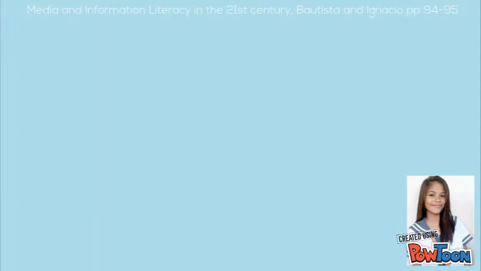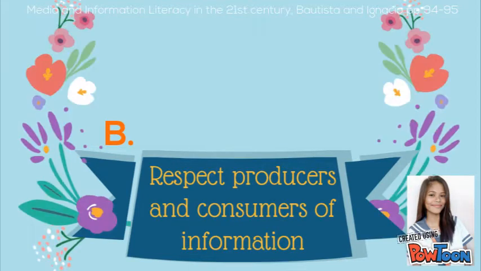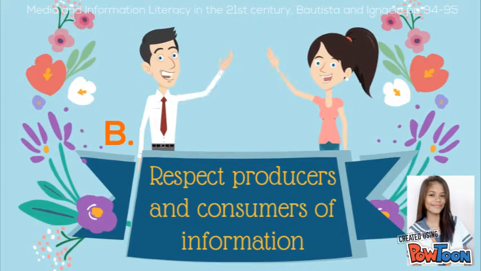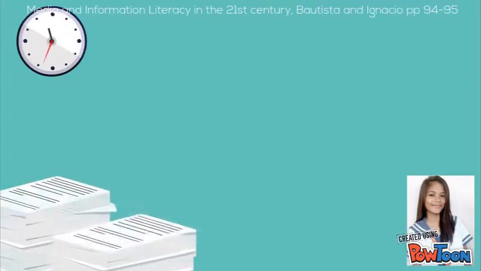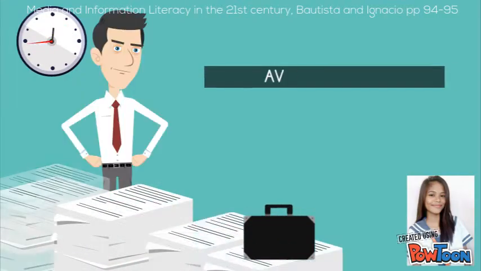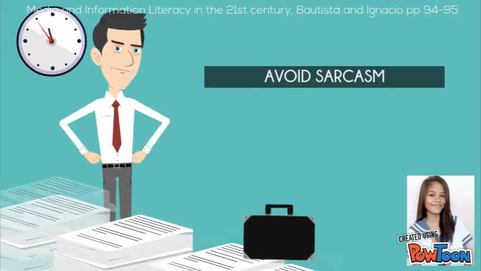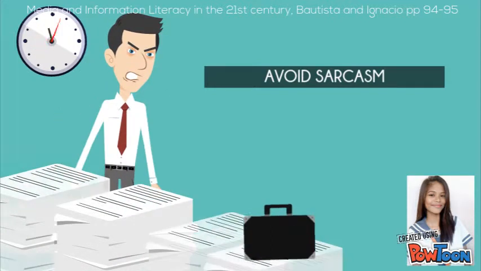Next, letter B, respect producers and consumers of information. We must no longer allow our rights in the area of the access to and use of information and information technology to be regarded merely as rights of consumption. We must also take note of the following. Avoid sarcasm. People who don't know you may misinterpret its meaning.